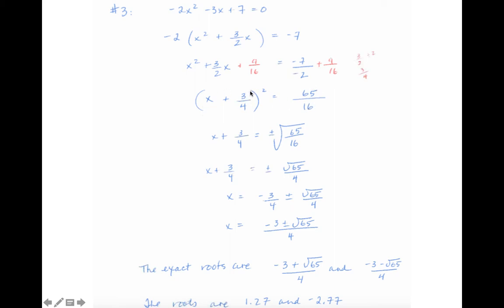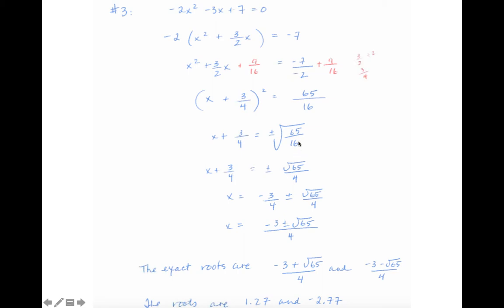So now you're at the spot where you take the square root of both sides, and then you move your 3 over 4 over. You'd also ask yourself, is there a perfect square inside of 65? And there's not. And so I leave it in this way. The one thing I can do is that this 16, the square root of 16 is 4.